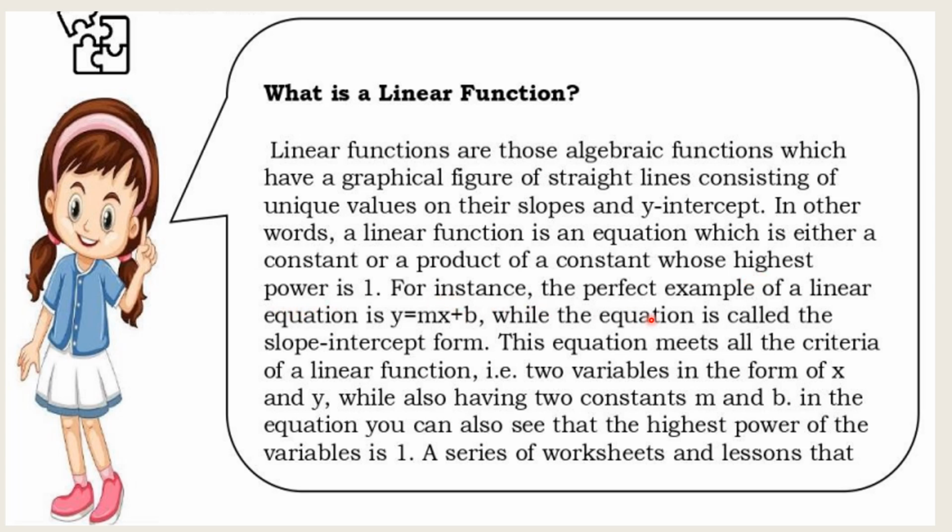For instance, the perfect example of a linear function or linear equation is y is equal to mx plus b, and the equation is called slope-intercept form. This equation meets all the criteria of a linear function: two variables in the form of x and y, while also having two constants m and b. In the equation, you can also see that the highest power of the variables is 1.